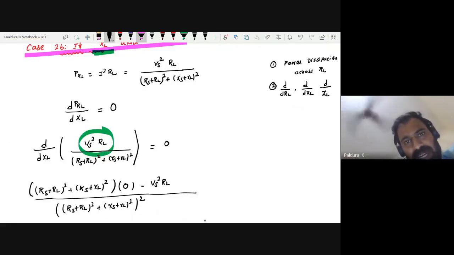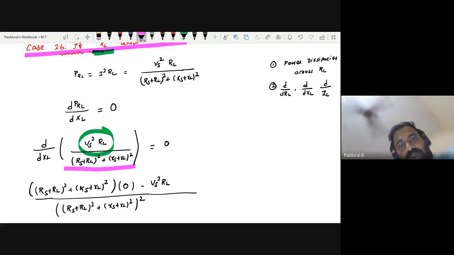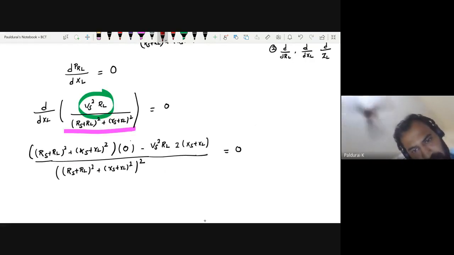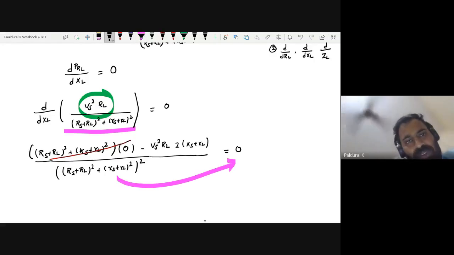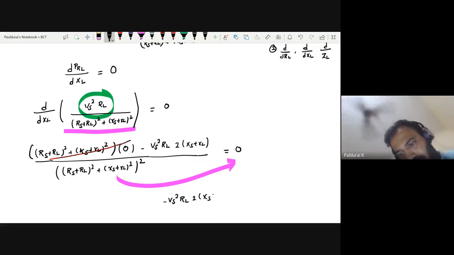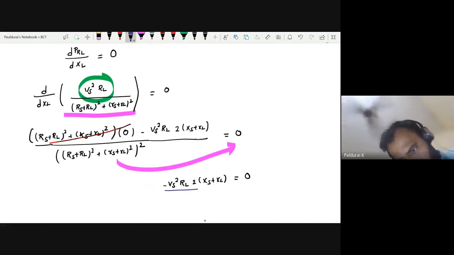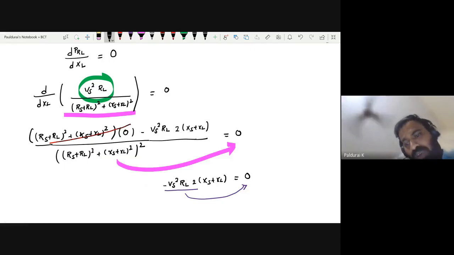Then differentiation of this term, Rs squared plus RL squared plus (XS plus XL) the whole squared with respect to XL. This time you will get 2 times (XS plus XL), equals 0. Now this first term is 0, so it becomes fully 0. Bring this term to the right hand side, you get 0. So remaining is minus Vs squared RL times 2 times (XS plus XL) equals 0. You will end up with XS plus XL equal to 0.